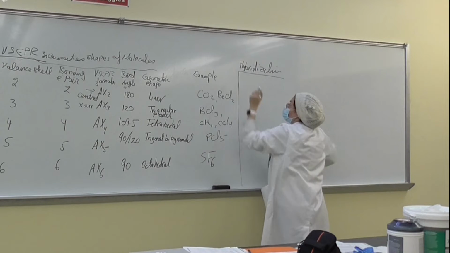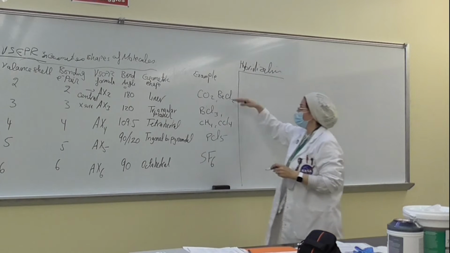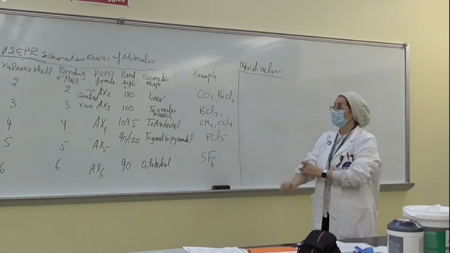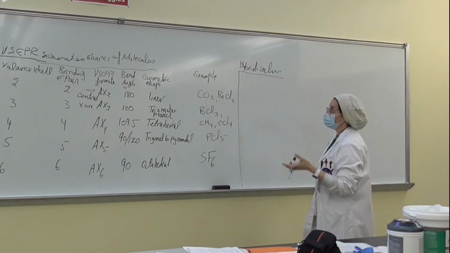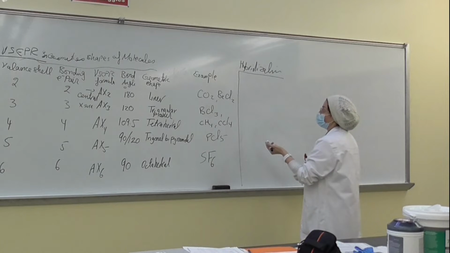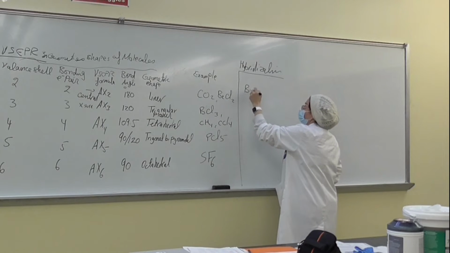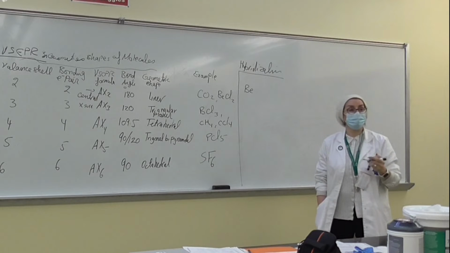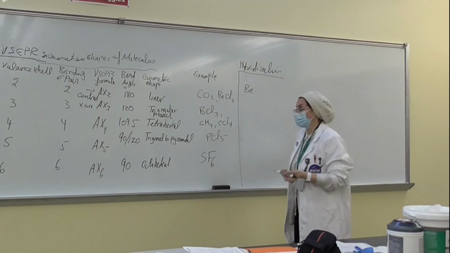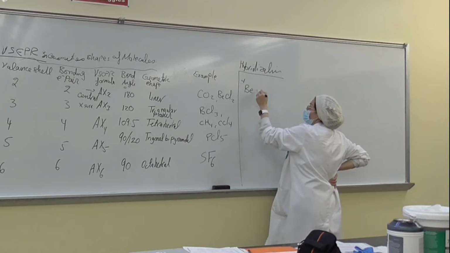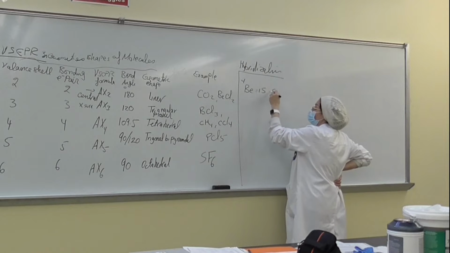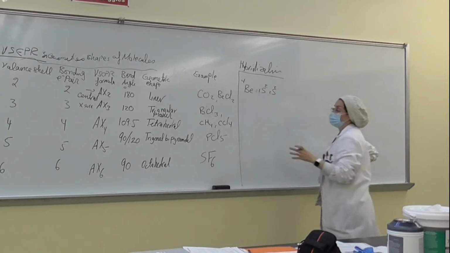All right, so I'm going to take each one of those, and then I'm going to do the hybridization for it, okay? So when we have 2, it could be CO2, it could be beryllium. So I'm going to take beryllium. Beryllium, what is the number? In other words, the atomic number is 4, right? So the electron configuration is 1s2 2s2, that's 4, all right?